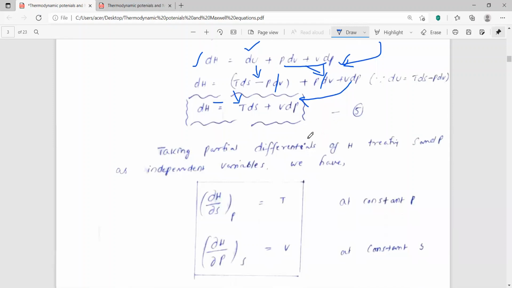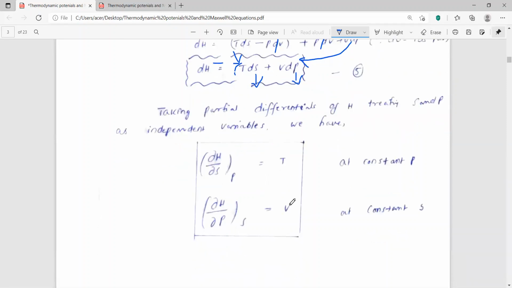After that, as we have seen in the previous case of total internal energy, now in this equation also we can take the entropy as a constant and we can take pressure as a constant. Suppose you take entropy as a constant, then dS becomes 0, then this term becomes 0. Then you get dH equal to VdP. So from that equation, V can be written as dou H by dou P at S. Why? Because you are taking the entropy as a constant.